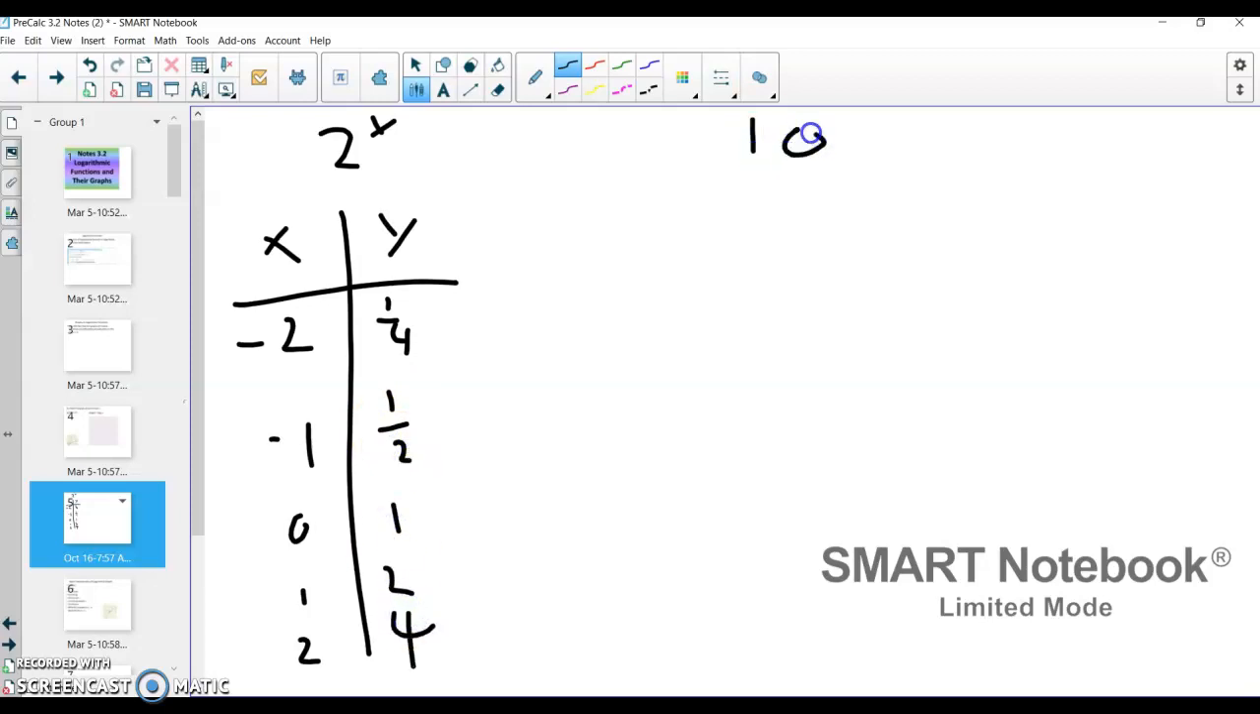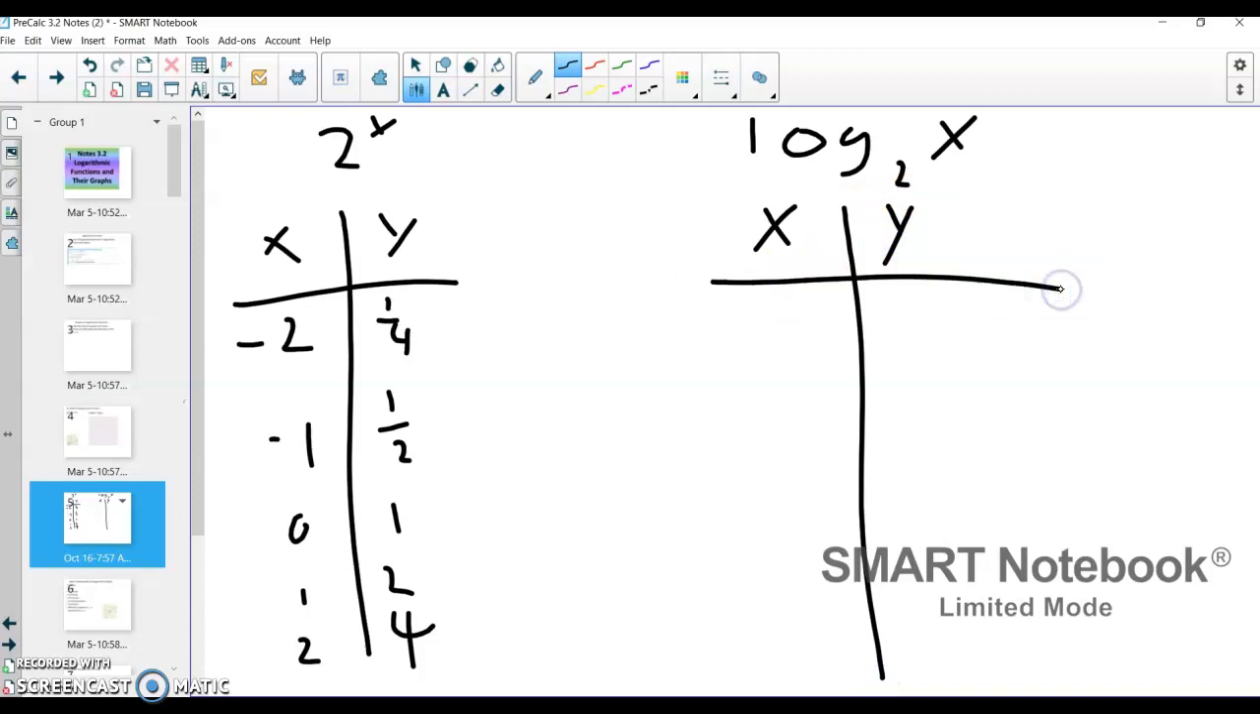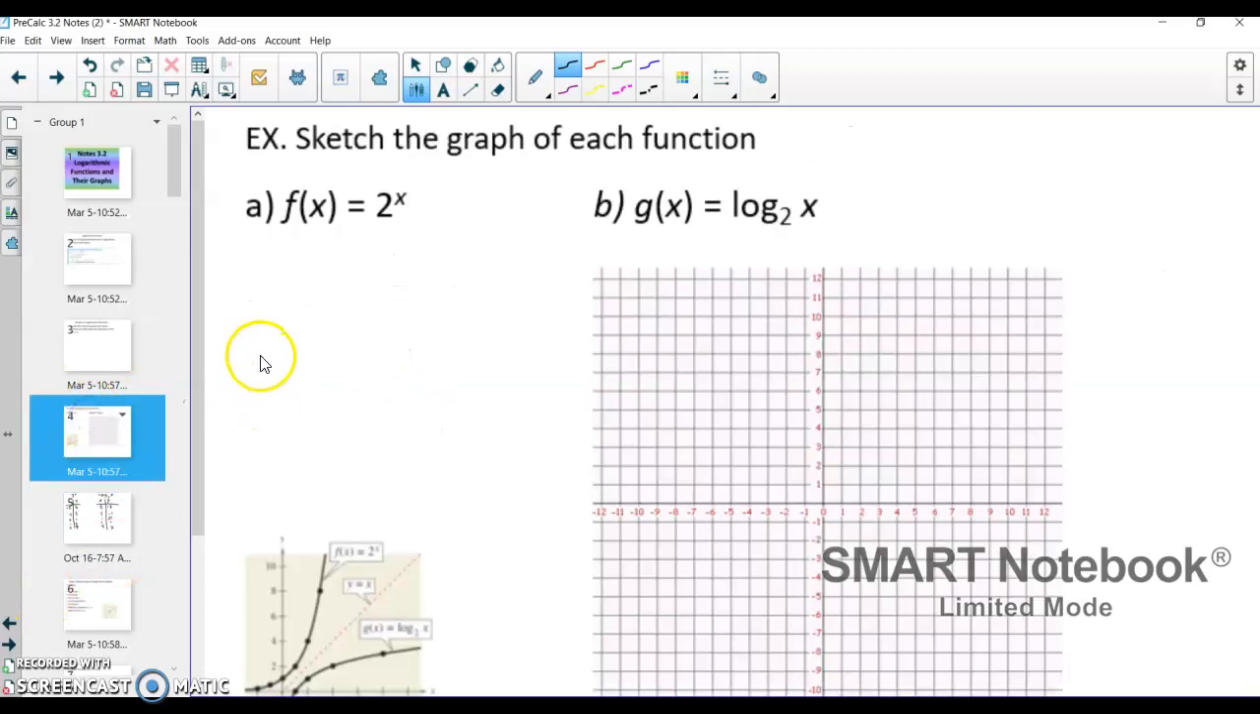And then since this log function is just the inverse of that, we just flip the x's and the y's. And this is how we're going to graph every log function. So my x's become 1/4, 1/2, 1, 2, and 4, and my y's become -2, -1, 0, 1, and 2. And then I use this xy table to graph the function.